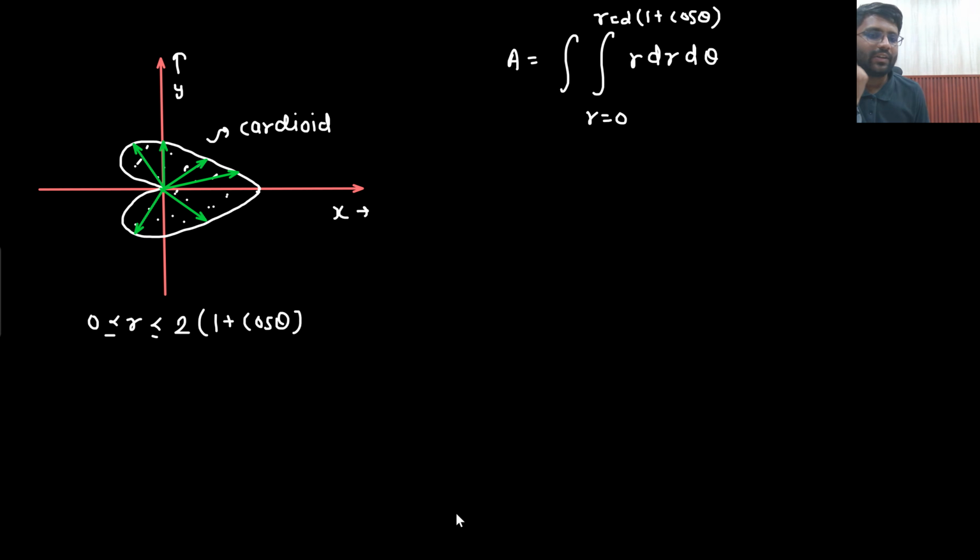Understandable? And from where to where is theta going? This time, sir, we have to make a complete circle. Theta is going from 0 to a complete circle, which is 2 pi. So theta is going from 0 to 2 pi. Okay? So what are you getting?